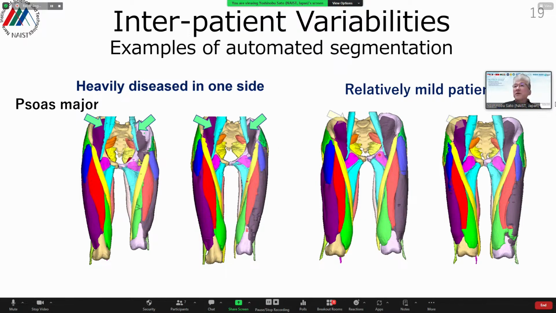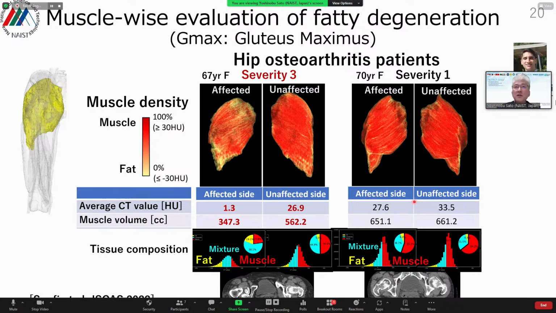These two patients are relatively mild. In these patients, left and right muscle thickness will be similar, but compared with these, this patient has much larger muscles here. So each patient has different muscle features.